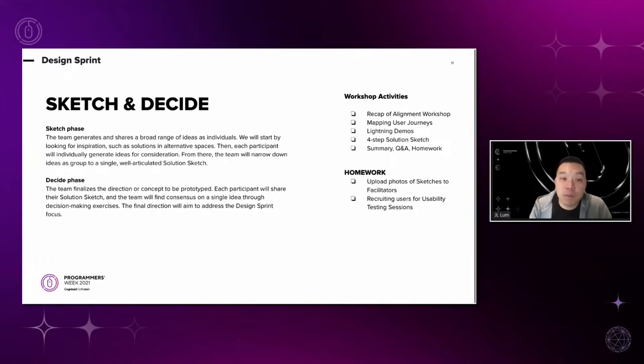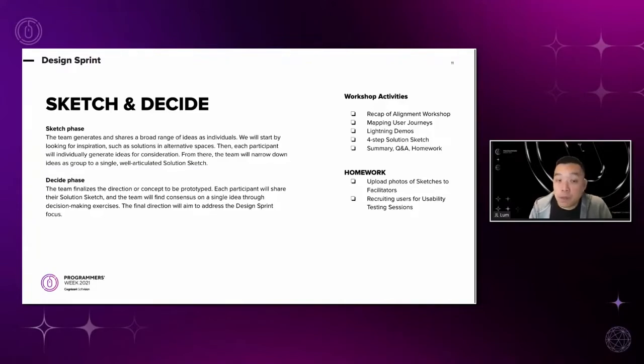So we want to start by mapping the current user journey. This gives everyone a clear idea of what the baseline is, where we are starting, and it also points out, hopefully, friction or challenges that need to be solved. At this time, I also like to remind everyone of what the sprint goal is so that they can have that in the back of their mind as they're going through the solution.